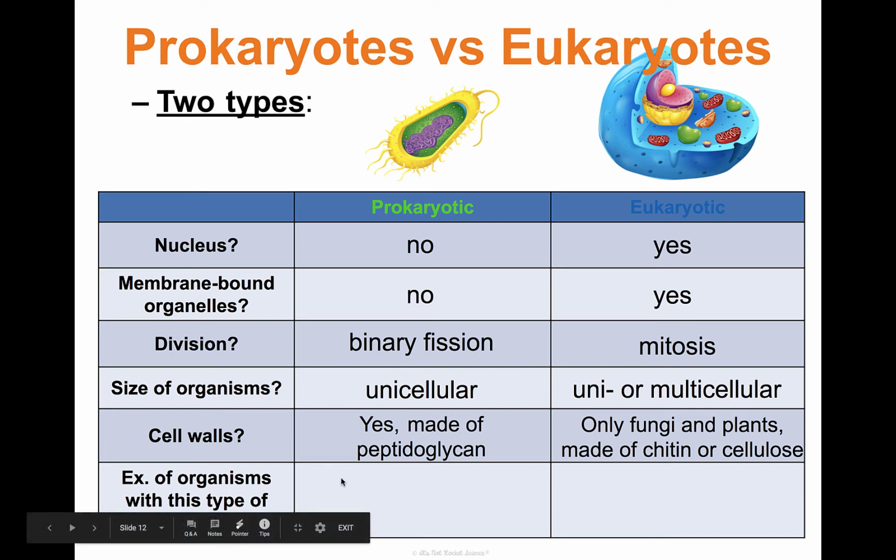Examples of a prokaryotic cell include bacteria. Examples of eukaryotic cells would be plants, animals, fungi, and protists.